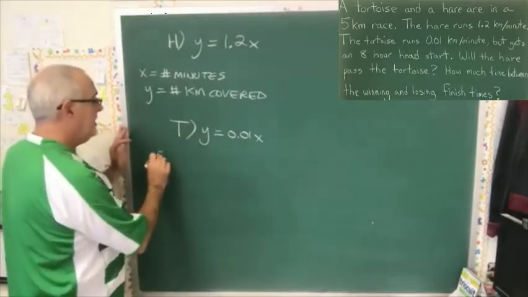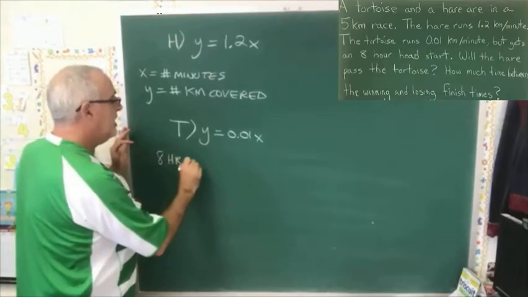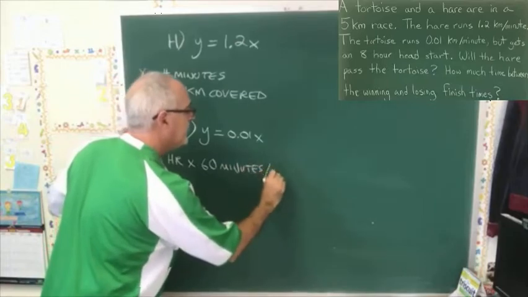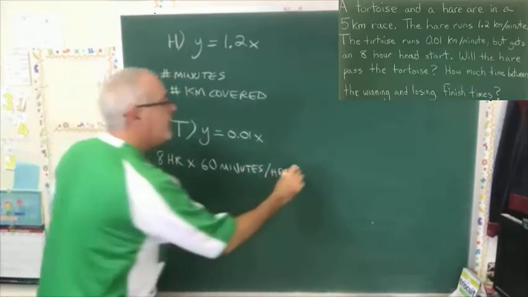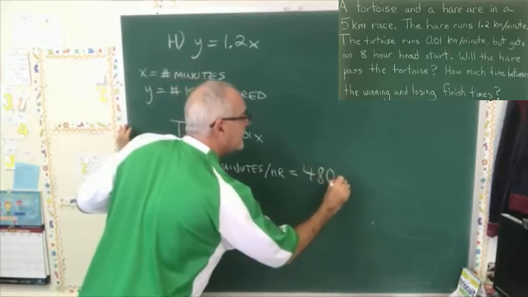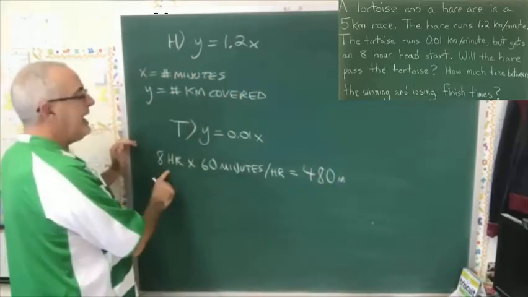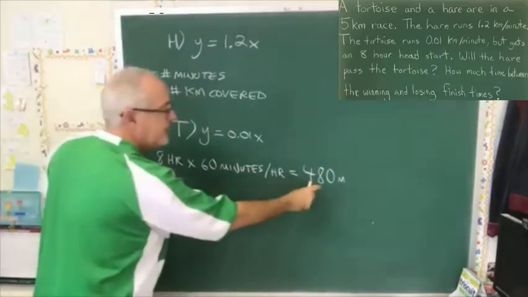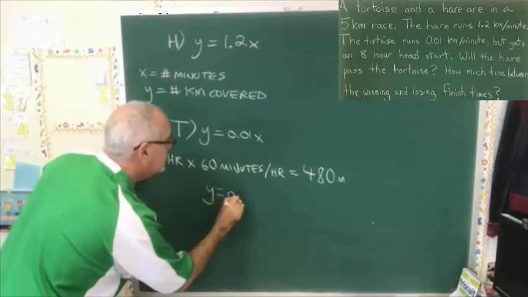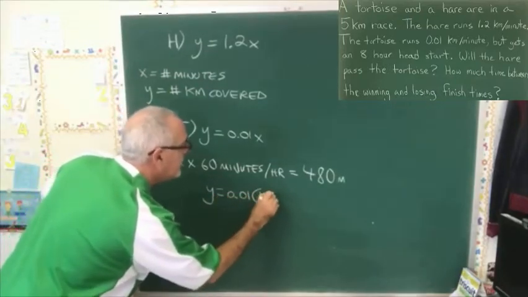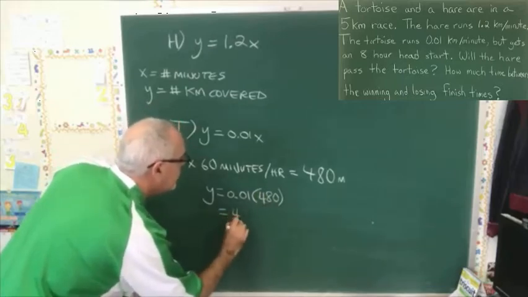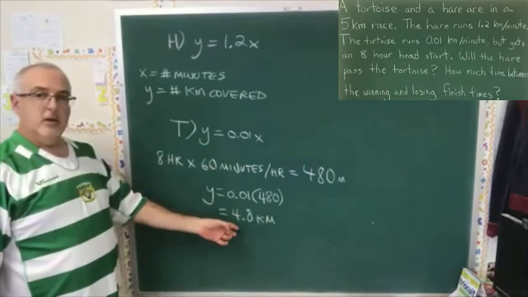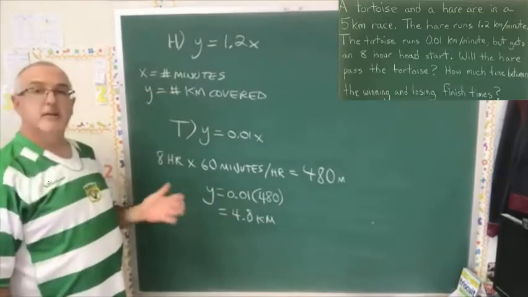But the first step is 8 hours times 60 minutes in an hour gives me 480 minutes. I don't want to plug 8 into this equation because 8 is a number of hours and x is a number of minutes. Now I've converted it into minutes. I can write y equals 0.01 times 480. And I get 4.8 kilometers. So the tortoise has actually covered 4.8 kilometers before the hare even starts.